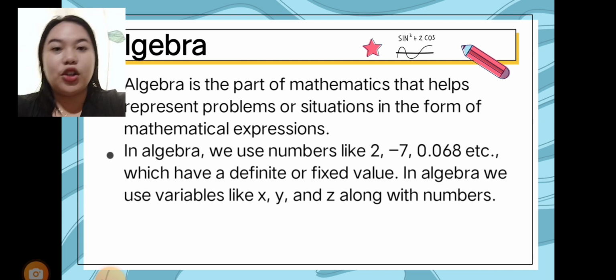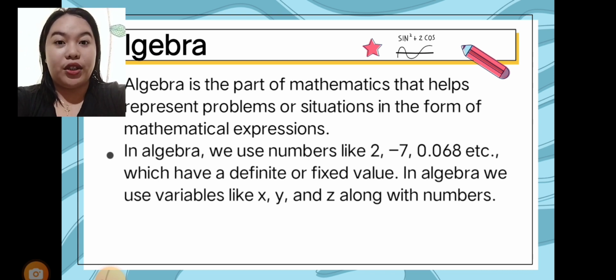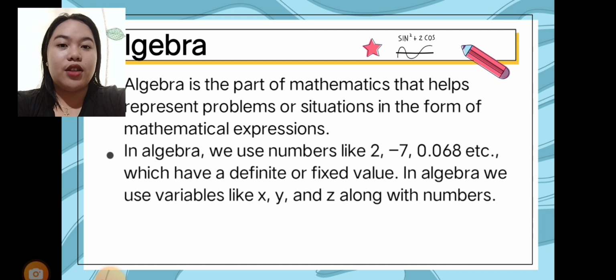So here in algebra, we use different letters in the alphabet as our variables, and we have different values from positive to negative values and from decimals to whole numbers. So all real numbers, natural numbers, are considered as the values or the constant in a given equation.